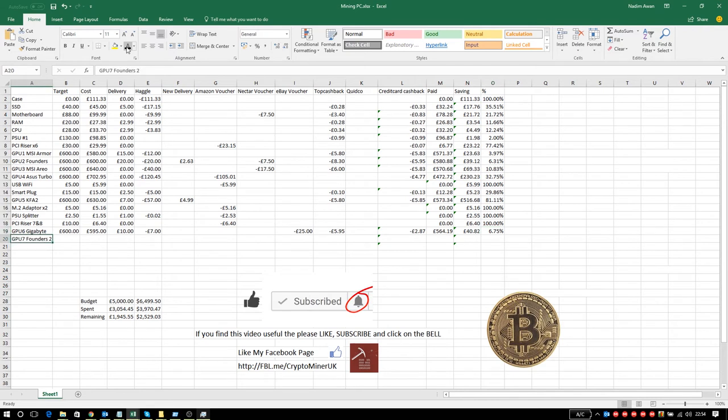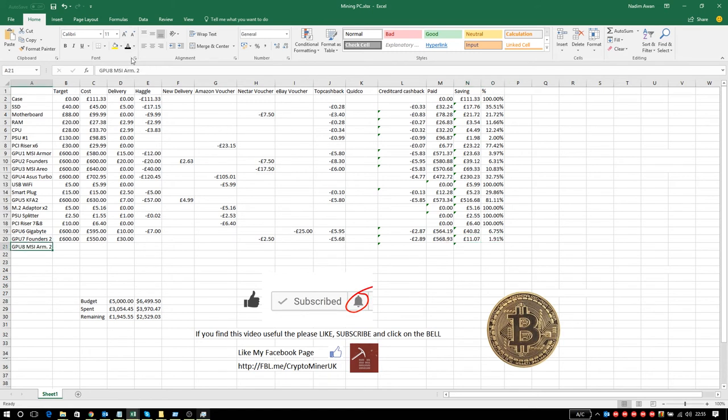The 7th GPU was another Founders Edition 1080 Ti graphics card, £600 budget. This cost me £550 with £30 postage. I had £2.50 in Nectar vouchers, 1% back from top cashback, and 0.5% from my credit card, which means I spent £568.93, which is a saving of £11.07, or a saving of just under 2%.